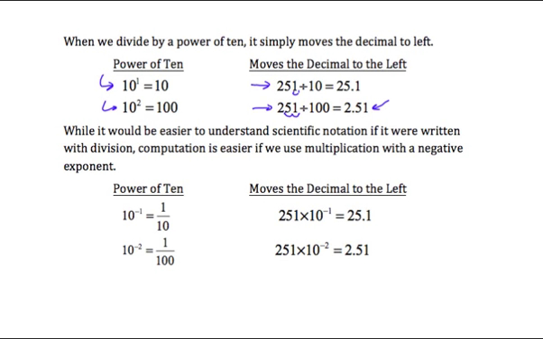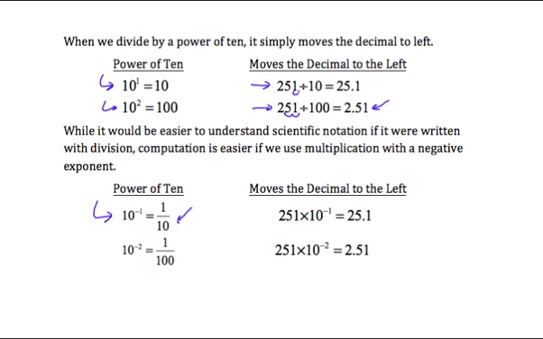Now, it would be really easy to understand scientific notation if it were written with division. However, computation is a lot easier if we write all of the scientific notation as multiplication. And since we're going to rewrite this as multiplication, we're going to have to use negative exponents to get a reciprocal. So let's take a look at what that looks like now in scientific notation. Instead of dividing by 10, we're going to multiply by 10 to the negative first power. And remember, all that's going to do is give us a reciprocal of 1/10.